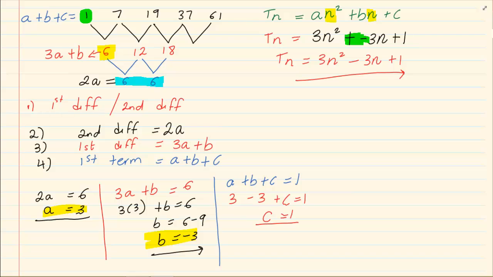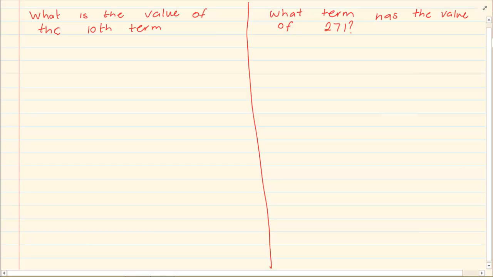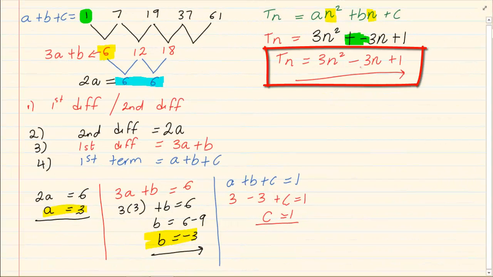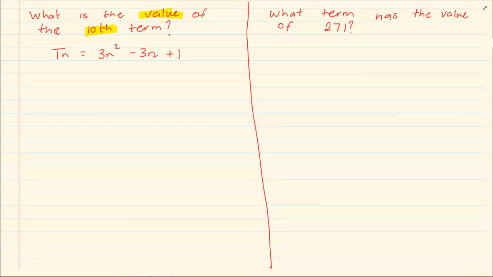Once we have the equation Tn is equal to 3n squared minus 3n plus 1, what other questions can they ask us? If you look at the two questions, you will notice that they are slightly different. When they are asking you what is the value of the 10th term, now you know that the equation is Tn is equal to 3n squared minus 3n plus 1. What are they giving us? Are they giving us Tn or are they giving us n?